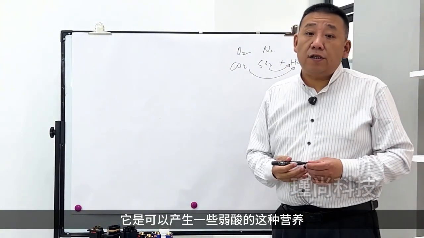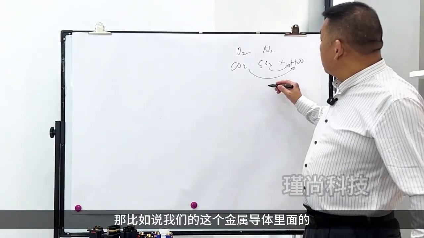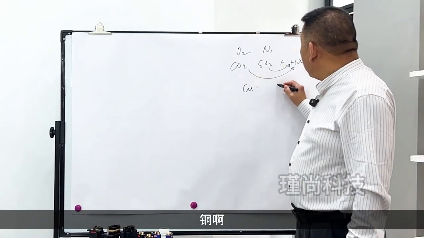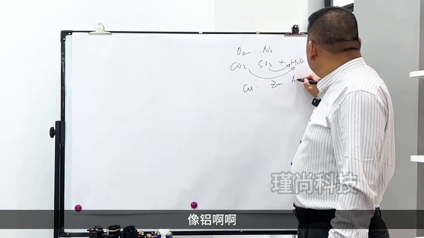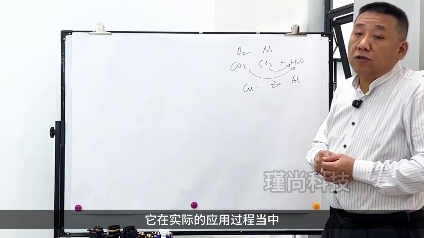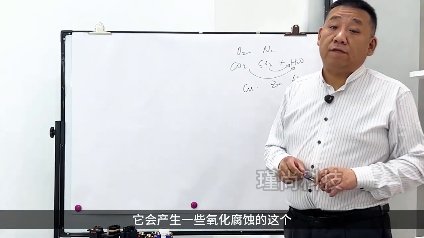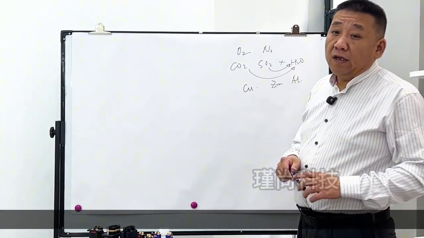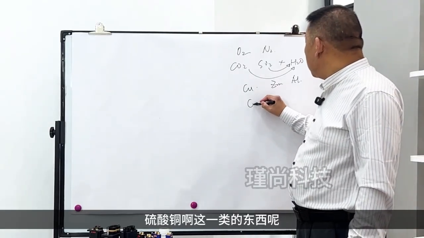In the same environment, for example, what is in our metal conductors? Some materials like zinc and aluminum, used in practical applications, because of these weak acid environments, undergo oxidative corrosion. What are the results of oxidative corrosion? Things like copper carbonate and copper sulfate.